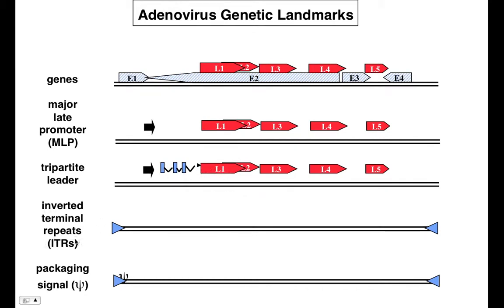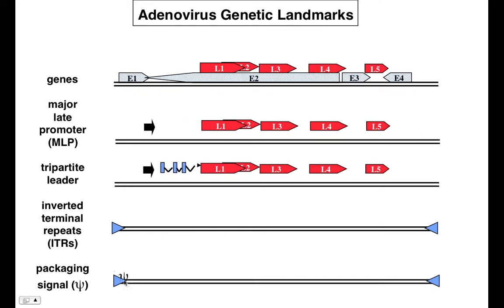And then these inverted terminal repeats, which I'll call ITRs, are at either end, represented by these triangles. Those are required for replication of the virus. So say, for instance, you wanted to make it unable to copy itself, you delete these ITRs out and only have the genome, but then you can produce infectious virus.